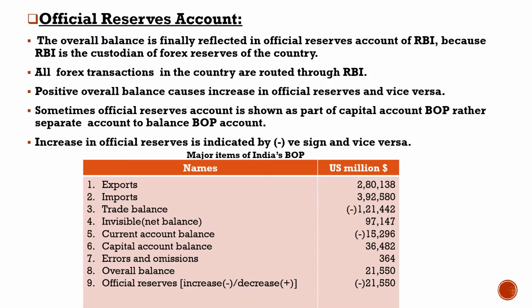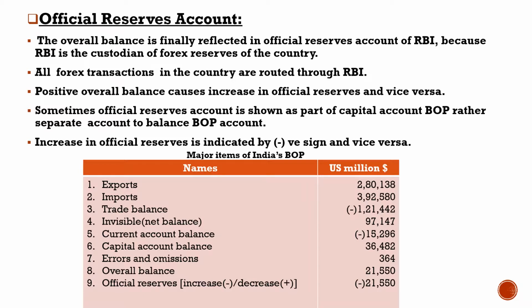So friends, after current account and capital account comes official reserves account. The overall balance is finally reflected in the official reserves account of RBI because RBI is the custodian of forex reserves of the country. All forex transactions in the country are routed through RBI. Positive overall balance causes increase in official reserves and negative overall balance causes decrease in official reserves.